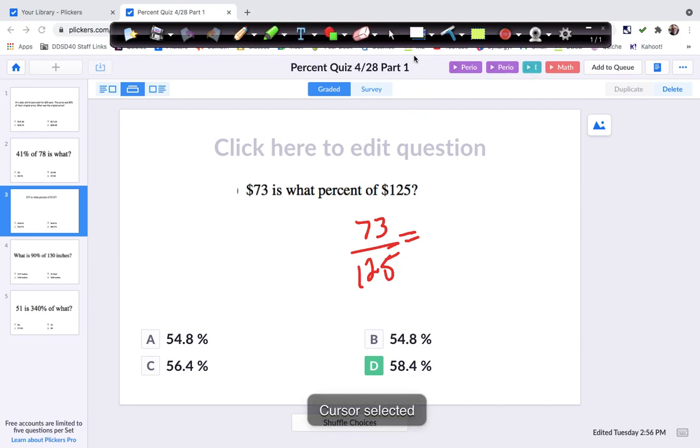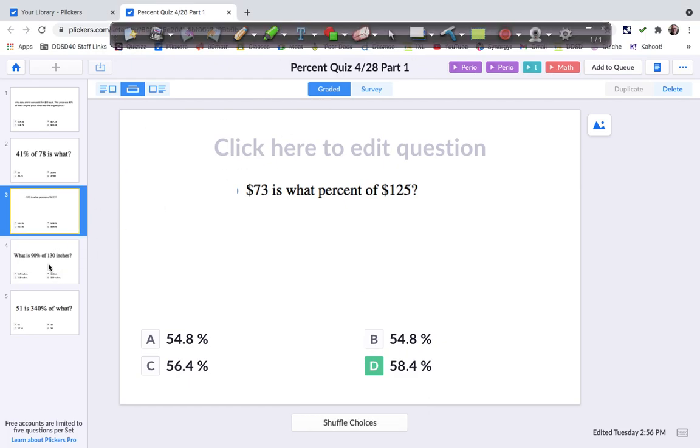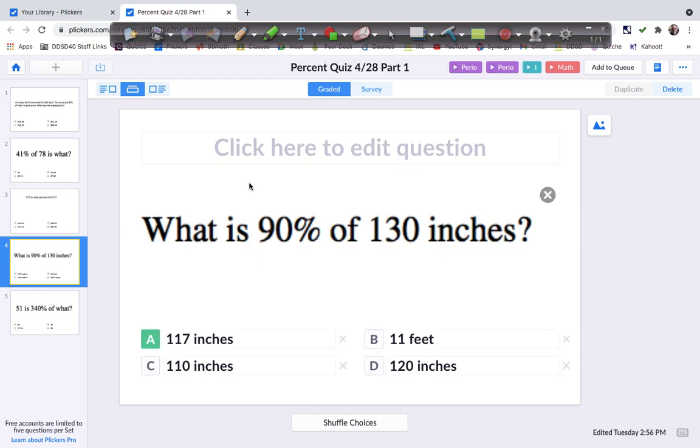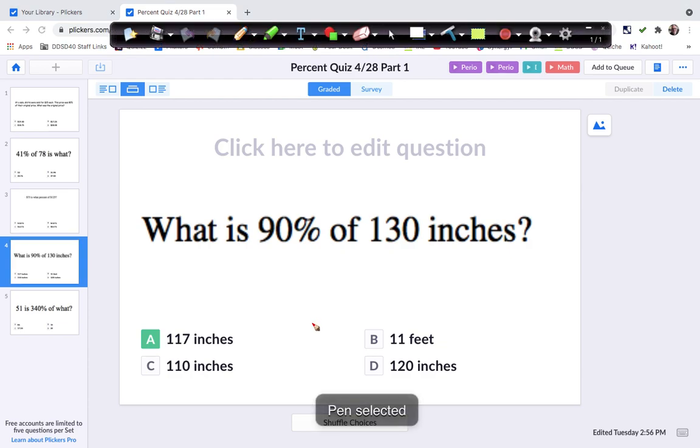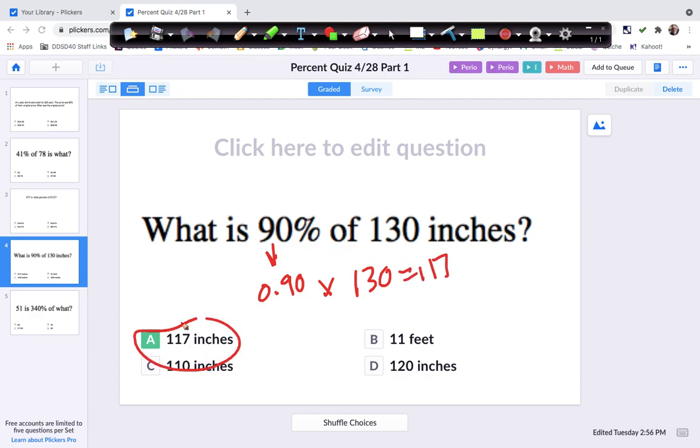And if I was to replay this video, I think that the one that we didn't do was 90% of 130 inches, this one. Okay, so let's just translate 90% to 0.9. Of is multiplication, 130. So on your calculator, if you do 0.9 times 130, it's equal to 117. So that was 117.